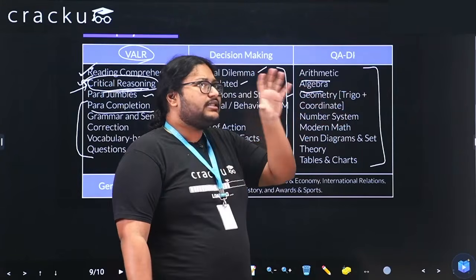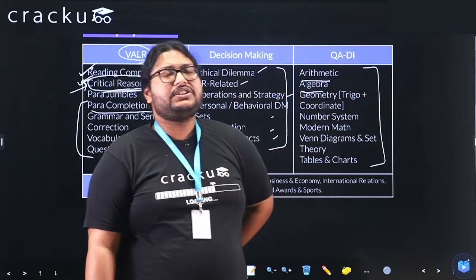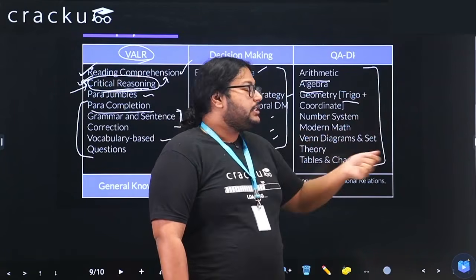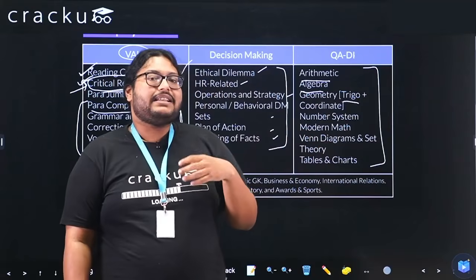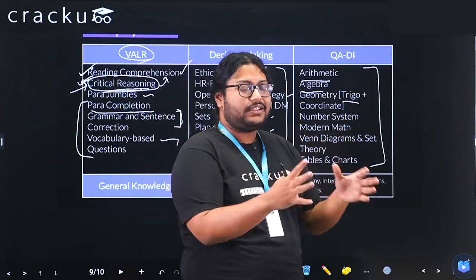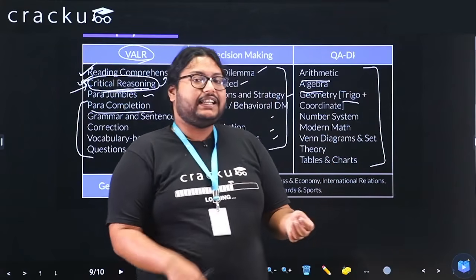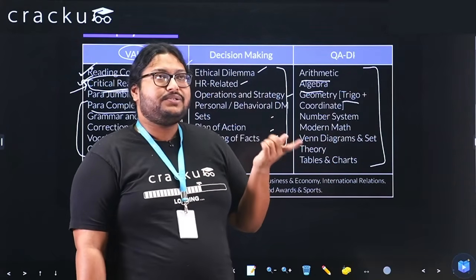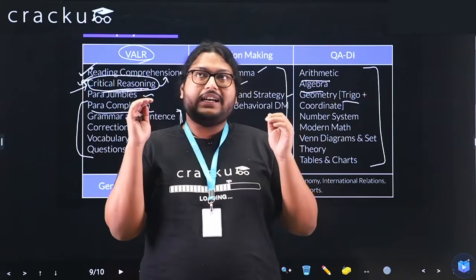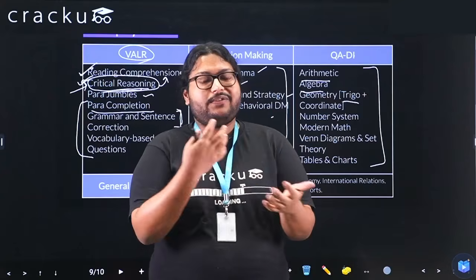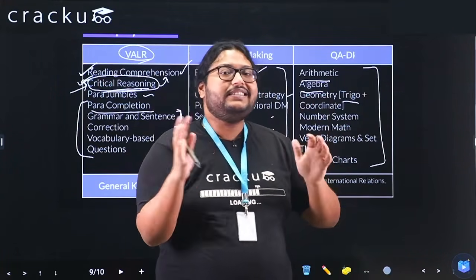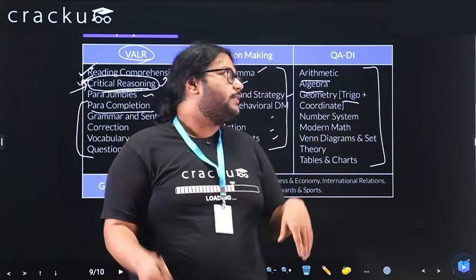Geometry, somewhat similar, we have the circles and the triangles and everything, but the one additional part is trigonometry. Trigonometry in CAT does not come as a very direct thing. A question that is altogether just trigonometry is very rare in CAT. But at least for the last 2-3 years, we've seen one question on heights and distances. So one question comes which tells me, okay, if I learn heights and distances properly, which is a fairly simple topic to begin with, then at least I know one question I'll be able to solve.